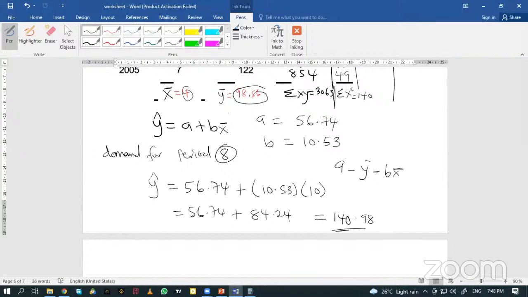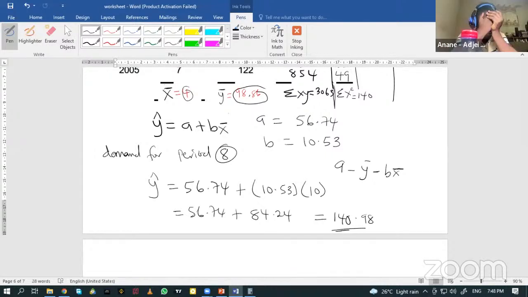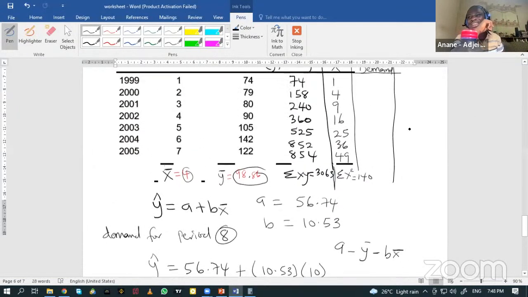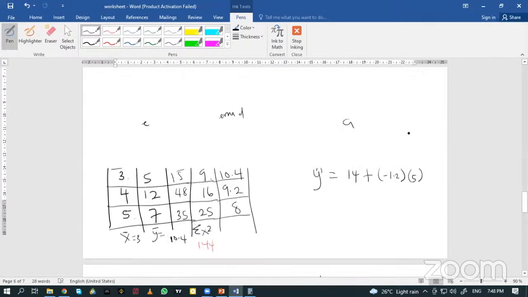The B, how do you get it to be 10.53? My network was having problems, so I didn't see the computation. Sikena, unfortunately, the formula is so huge that I cannot go through the whole thing all over again. You see?